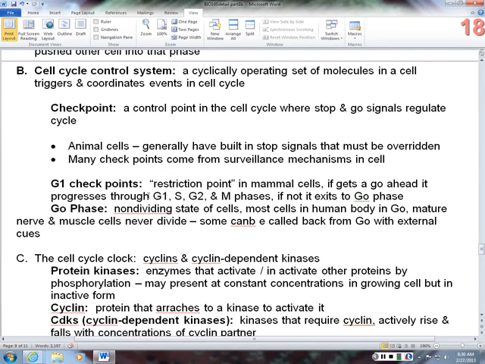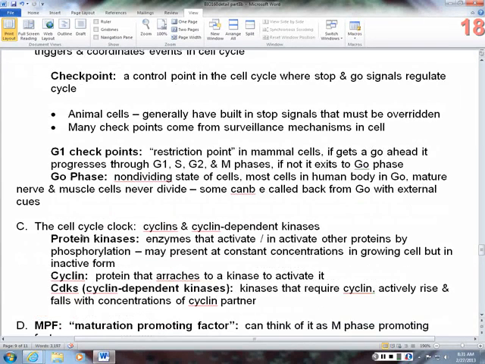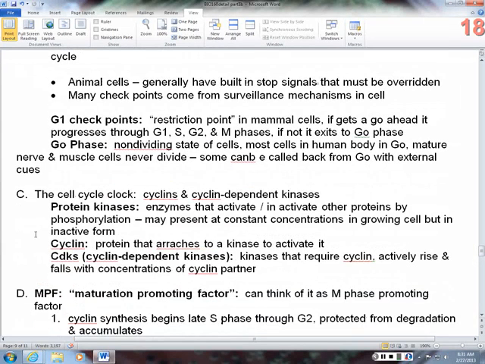So the G1 phase has some checkpoints in there. They will call them restriction points in mammal cells. If it gets the go-ahead to progress through G1, then it's going to go ahead and usually progress all the way through the S phase, G2, and M phase. That's usually where it's going to be held up, is at G1. That's going to be the main one.